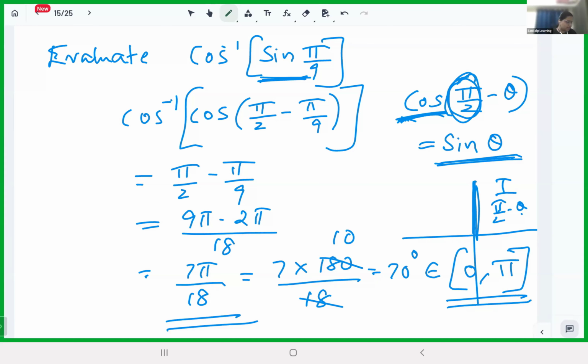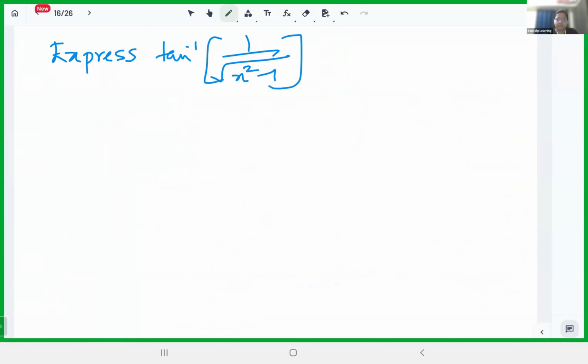Now we are moving on to another type. Express tan inverse of 1 by root of x square minus 1, where modulus of x is greater than 1, in the simplest form.